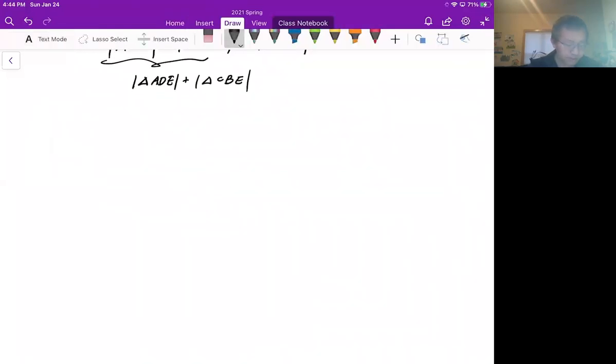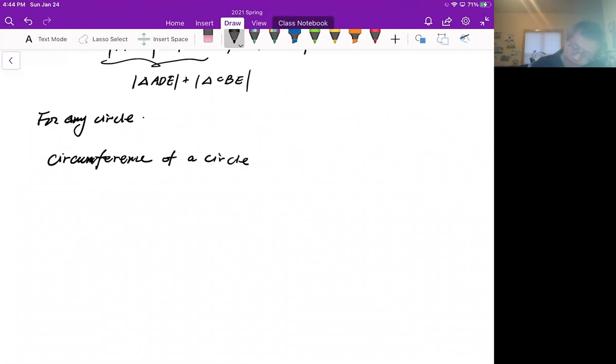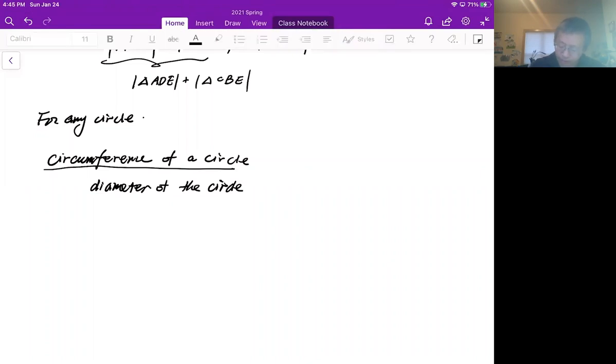So the first thing is that basically for any given circle, I'm going to show the following: the circumference of a circle divided by the diameter of the circle. I want to see the ratio. Okay, I want to see the ratio. So let's see.